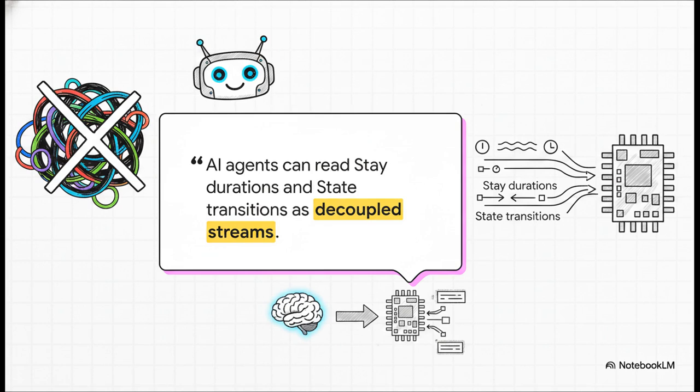Because we made that fundamental choice to separate time and space right from the start, AI agents don't have to untie that awful tangled FSM knot. As the spec points out, they don't have to solve what is the state-time relationship at this point. Instead, they can just read the stay durations and state transitions as two clean, completely decoupled streams. It's basically spoon-feeding the AI the exact format it digests best.